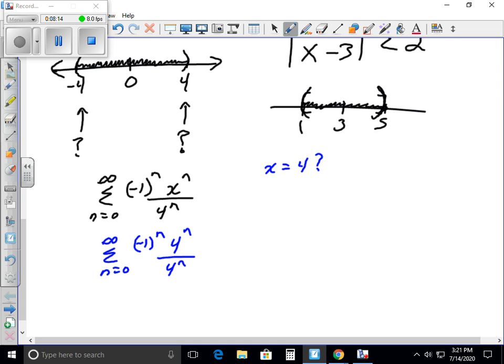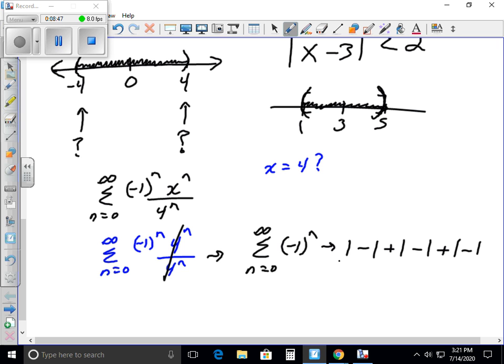And we check to see if that one's going to converge or diverge. Well, notice 4 to the n over 4 to the n, that reduces. So we have the series negative 1 to the n power. What does that do? That goes 1, negative 1, 1, negative 1, 1, negative 1. That bounces back and forth between different values.